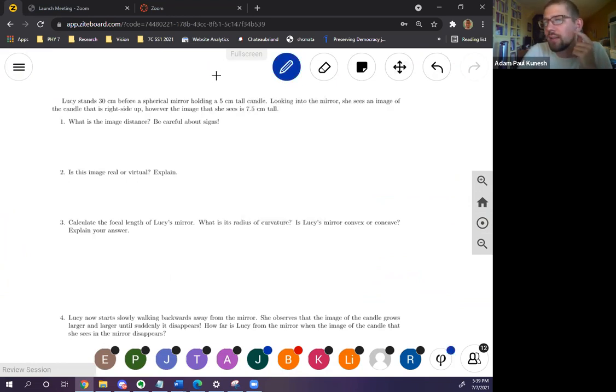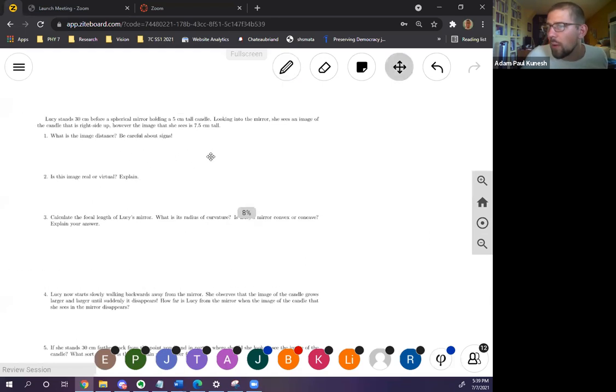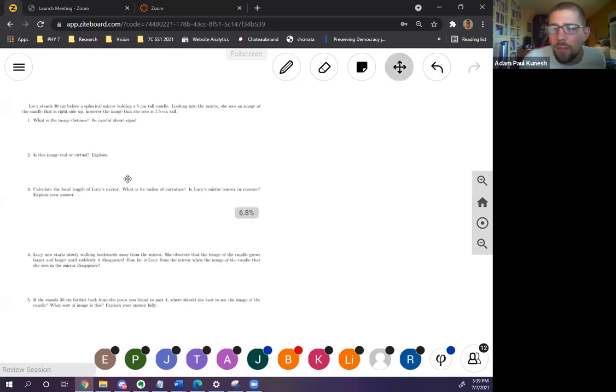So Lucy stands 30 centimeters before a spherical mirror holding a 5 centimeter tall candle. Looking into the mirror, she sees an image of the candle that is right side up. However, the image she sees is 7.5 centimeters tall. It's always a good idea on optics problems to visualize it if you can. Even if it's just a little rough sketch, it's always a good idea to plop something down. Hopefully it'll jog some memories.